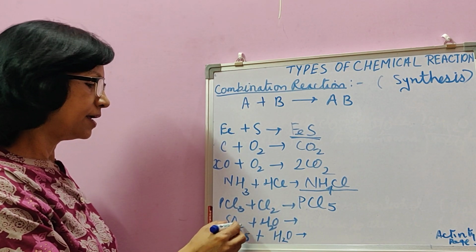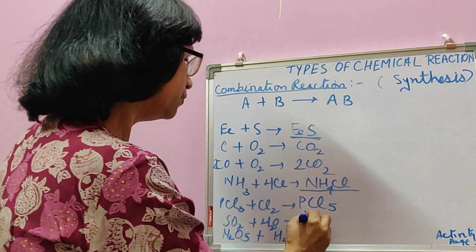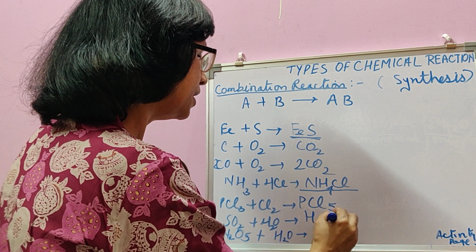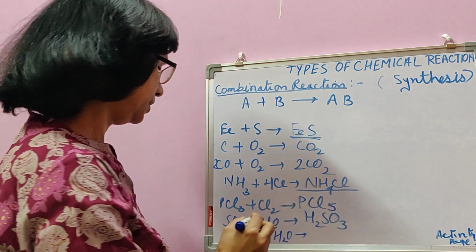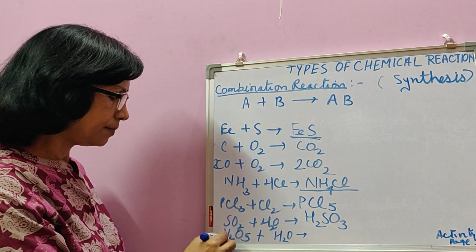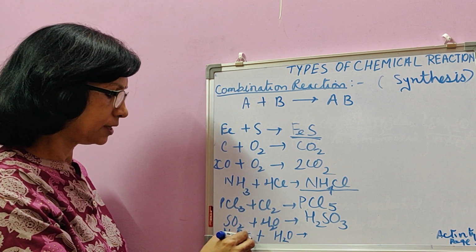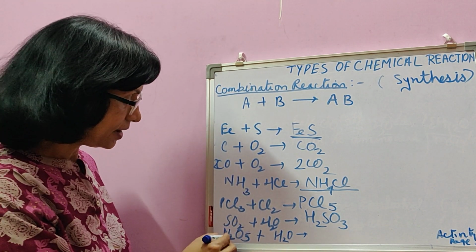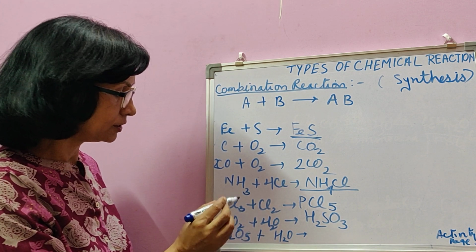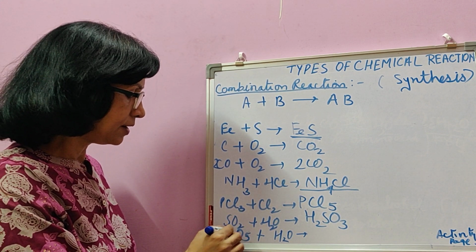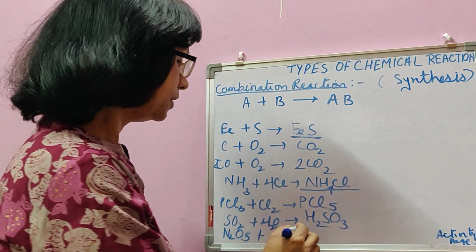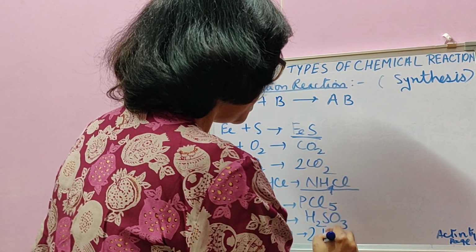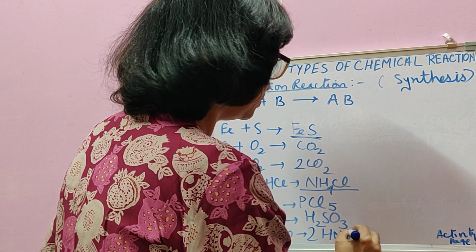Sulfur dioxide, a gas, dissolves in water to form sulfurous acid, H2SO3. N2O5, nitrogen pentoxide. Dinitrogen pentoxide is the name. Dinitrogen pentoxide dissolves in water to form nitric acid, HNO3.